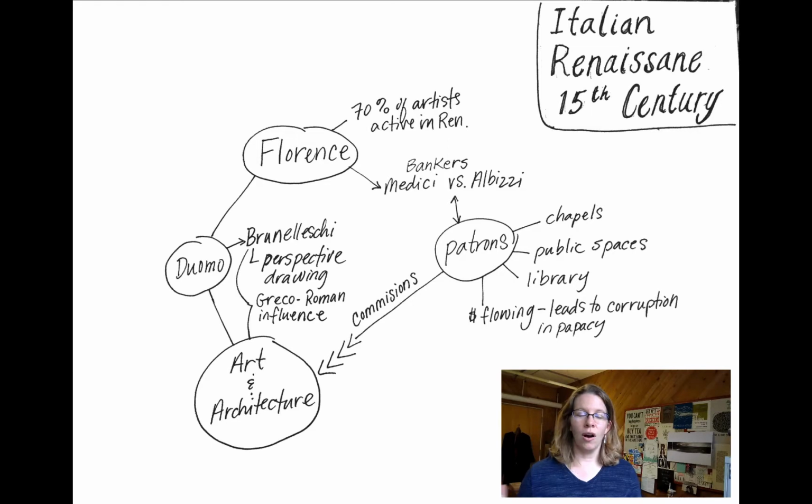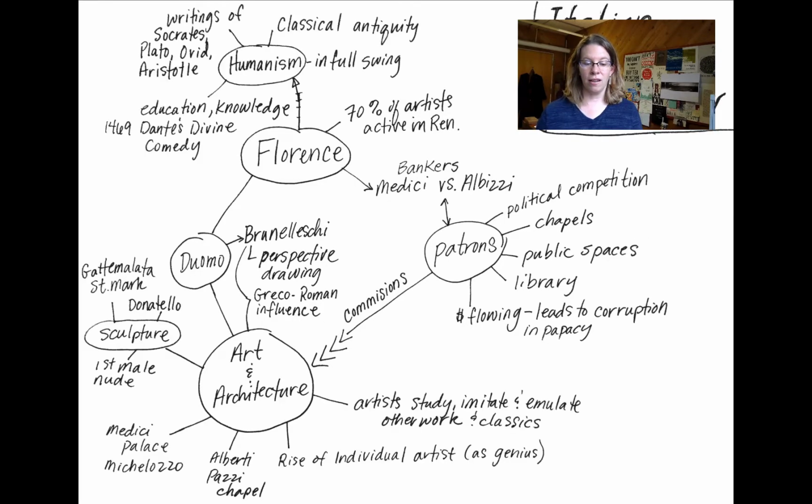Patrons range from the bankers that we see in Florence, the Medici and the Albizzi family that are designing chapels. They're also designing public spaces. The Medici design a library that can be used for the masses. So we have a lot of money that flows to corruption. We see also the papacy in Rome as a patron, as well as centers in Urbino and Mantua, which is in the north near Milan.